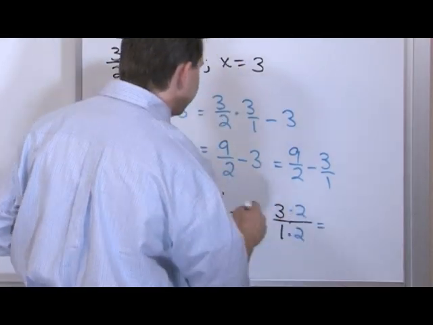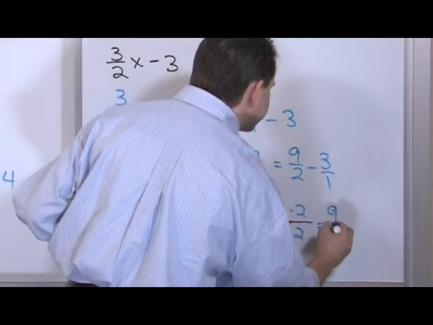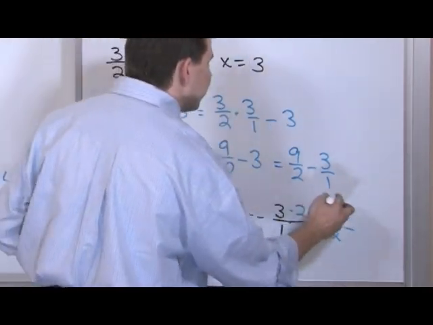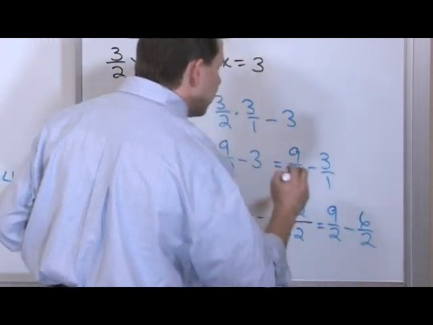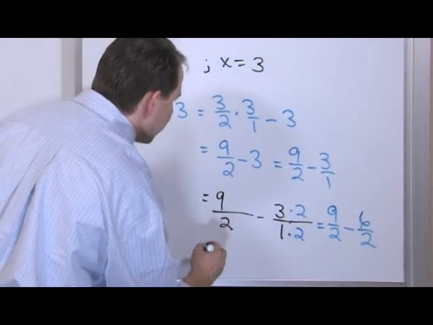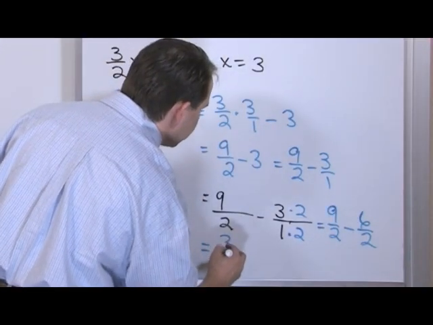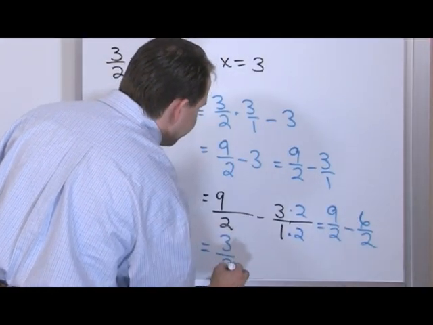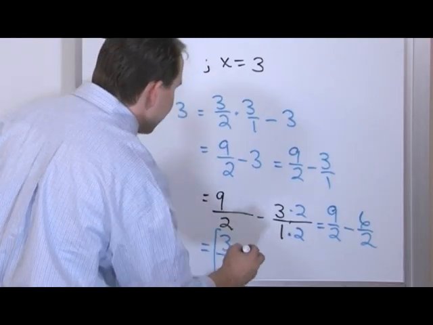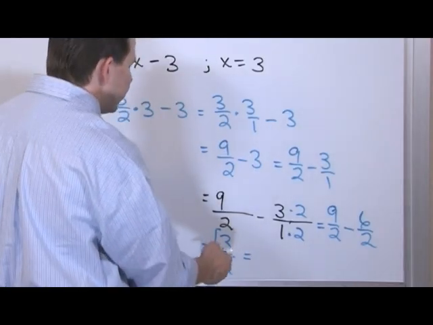So what I'll have is 9/2 minus 2 times 3 is 6/2. So now I'm in a good position to finish the problem out. The top is going to be 9 minus 6, which is going to be 3. The bottom is going to be 2. So the final answer is 3/2, but actually that's improper, so I can divide that.